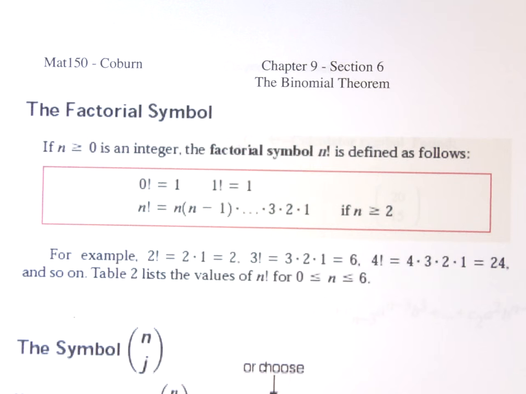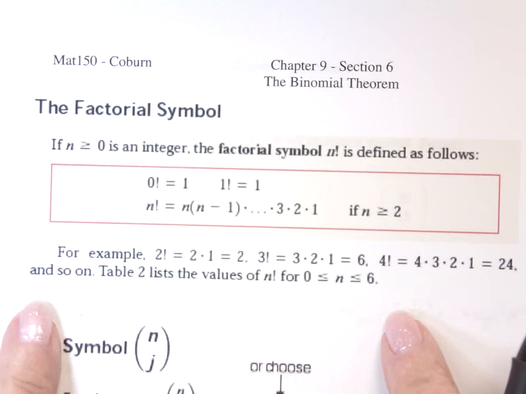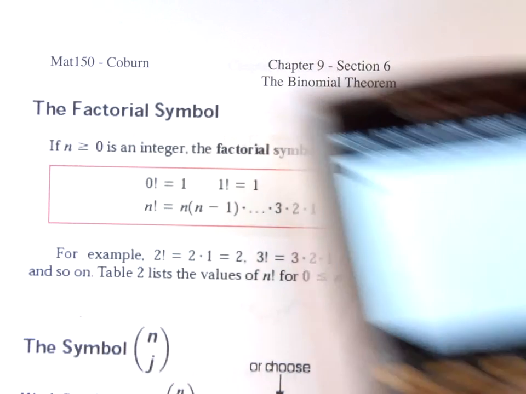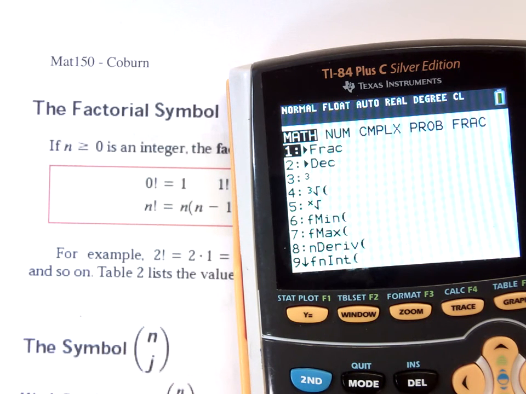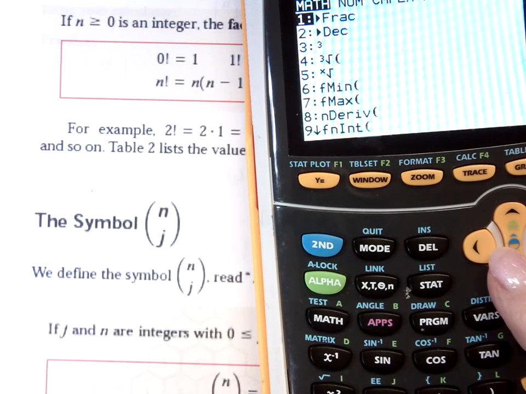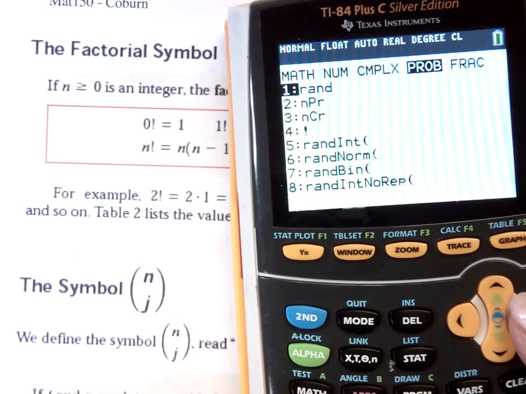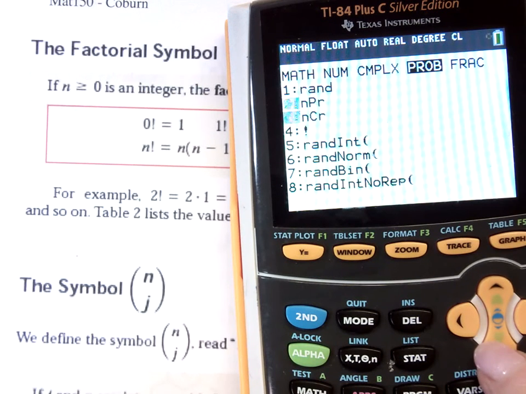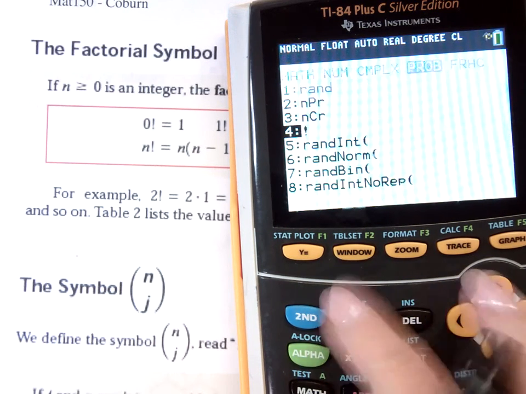I almost think that we did this, didn't we? Did we do factorial? Yeah. And so we know we do have factorial on our calculator. To remind you, it's under math. If you go down under math, you will see probability. You will see factorial right there. Okay, so I won't go back through that.